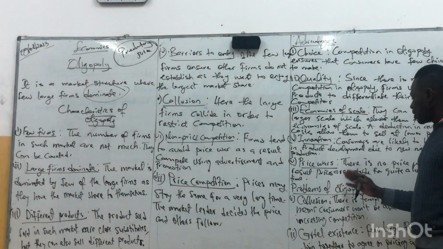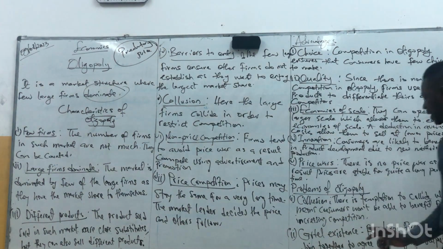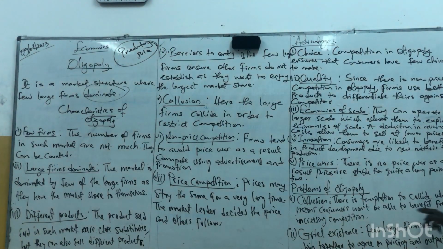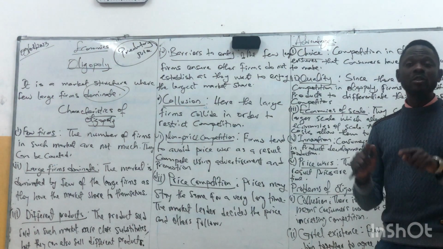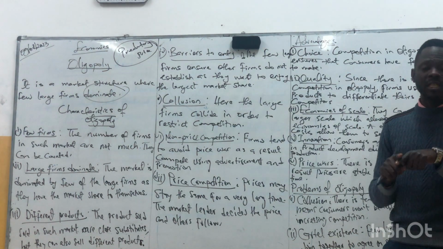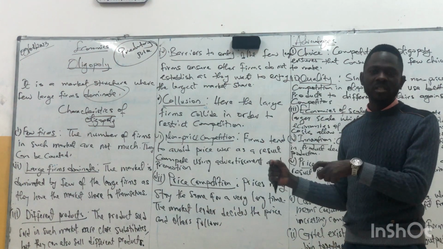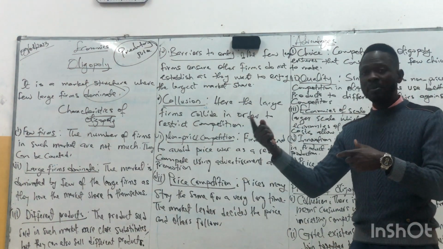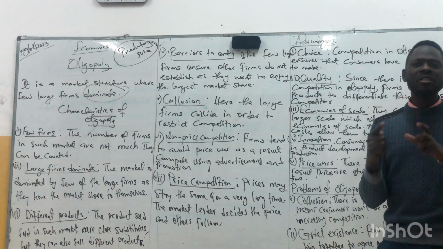Now go to the problems of oligopoly. The first problem about oligopoly is collusion. When we talk about collusion, there is temptation to collude, which means consumers will not be able to benefit from increasing competition. Firms in oligopoly try to collude, and because of colluding, it means customers will not have enough choices to make. So when they go from A, they're going to buy the same thing as that of B. So things are just the same.